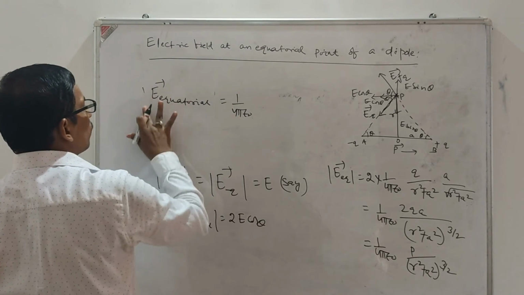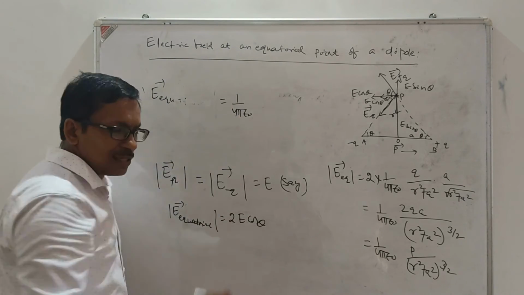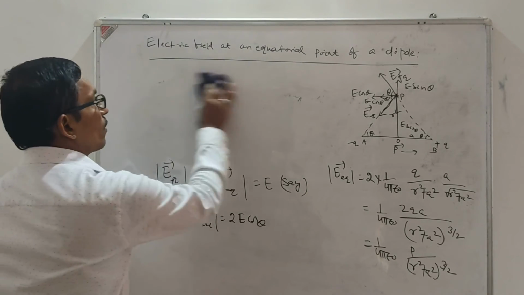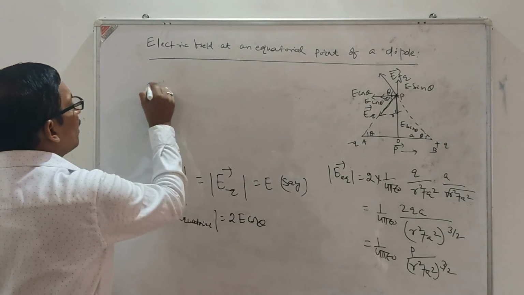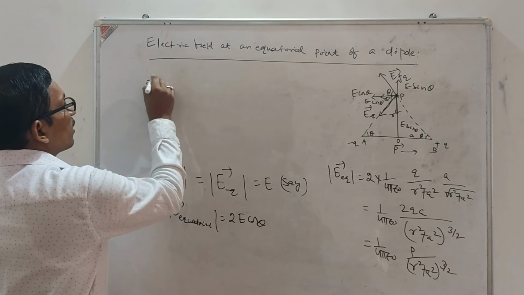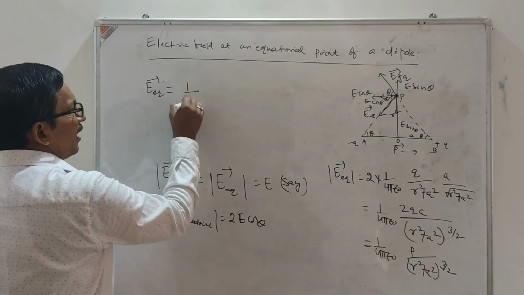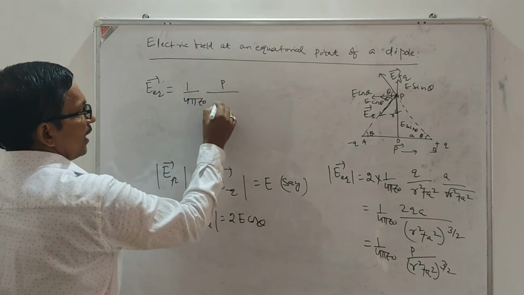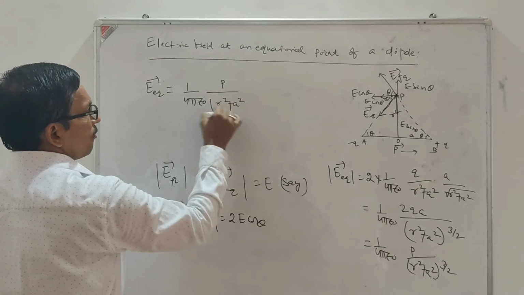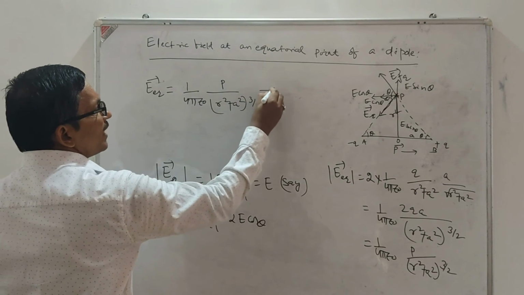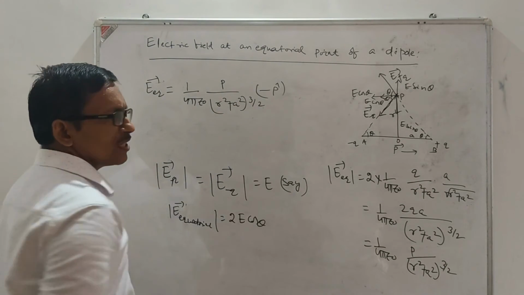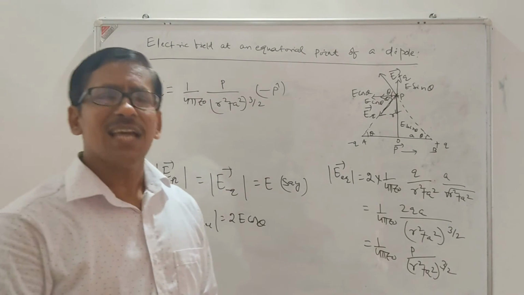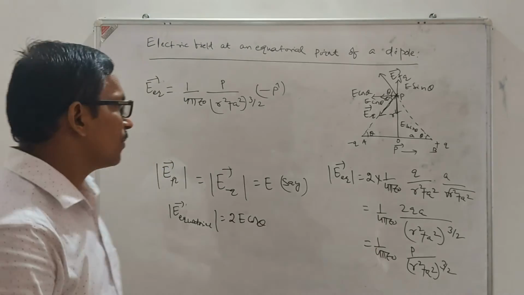Let us write the full form. E equatorial in vector form is 1 by 4 pi epsilon naught P by R square plus A square to the power 3 by 2, times minus P cap. Why minus P cap, children? Because it is opposite to the direction of the dipole moment. That's why minus P cap.